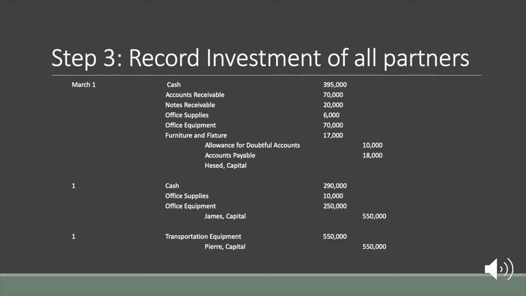For step 3, record investment of all partners. This is to show Hesed's contribution and James' contribution and Pierre's contribution, which are all the partners. So we can see that they have the same contribution, which is 550,000 each.